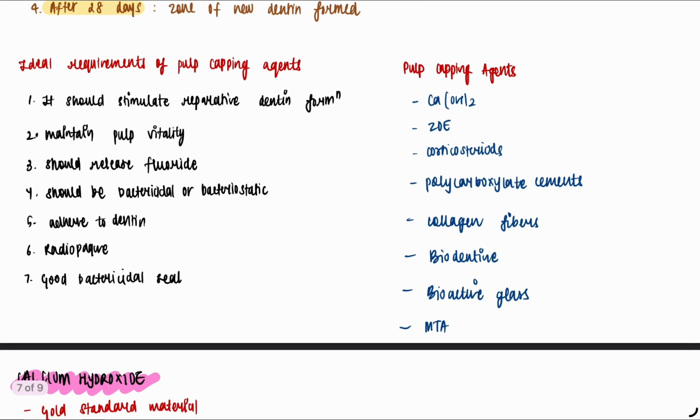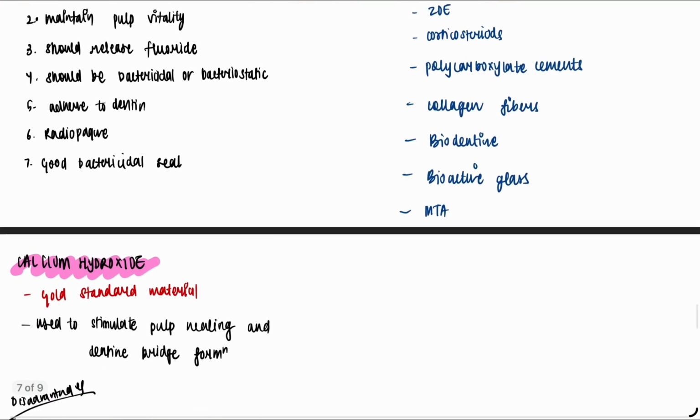What are the ideal requirements of pulp capping agents? It should stimulate reparative dentine formation, maintain pulp vitality, should release fluoride, should be bactericidal or bacteriostatic, it should adhere to the dentine, it should be radiopaque, and it should have a good bacterial seal. What are the most commonly used capping agents? One is calcium hydroxide, zinc oxide eugenol, corticosteroids, polycarboxylate cements, collagen fibers, biodentine, bioactive glass, MTA, mineral trioxide aggregate.